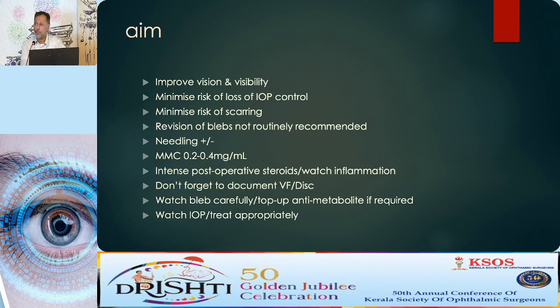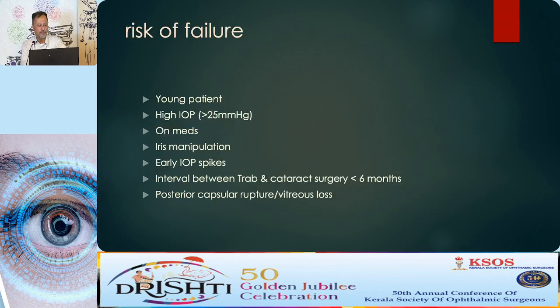Following surgery, of course, you have to watch them very carefully and treat appropriately. Risk of failure is increased in young patients, and in patients who already have high IOP, quite often on meds, unlike the standard trabeculectomy patient who has been off medications for quite some time. And then, of course, early intraocular pressure spikes are a risk, manipulation within the eye, and then, of course, the dreaded posterior capsular rupture and vitrectomy.